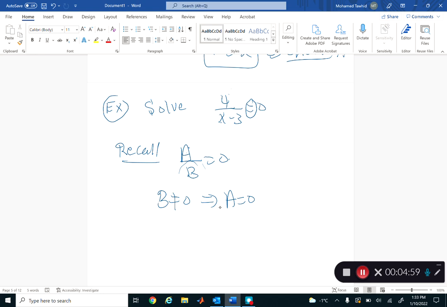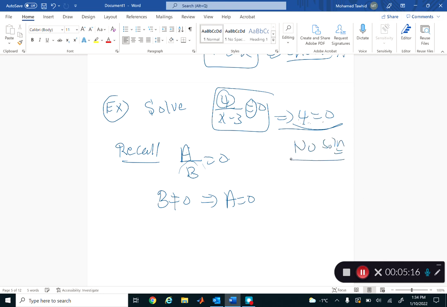So because of that, whenever you have a fraction, you take whatever you have up, which is 4 equals 0. Does this one make sense? No, it does not make sense. If this does not make sense, it means I don't have a solution, no solution.